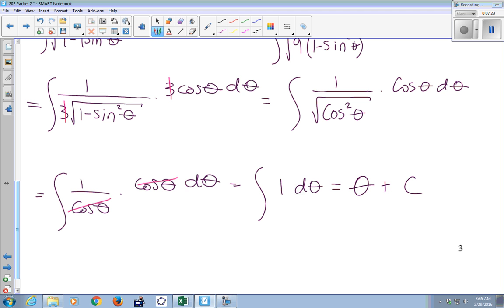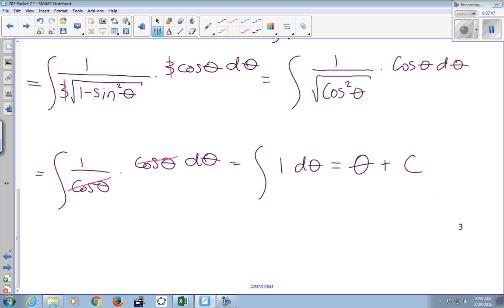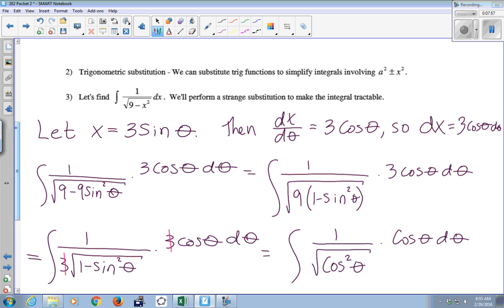I'm not quite done because my original problem had x's in it, not thetas, right? You scroll back up to remind yourself. My original problem was the integral of 1 over radical 9 minus x squared dx. So my answer should have x's in it. So I have to somehow convert this theta back to an x. What's my relationship between x and theta? X equals 3 sine theta. That's the very first thing I wrote down, right? So what does theta equal? Arc sine of x over 3. You just solve it for theta.